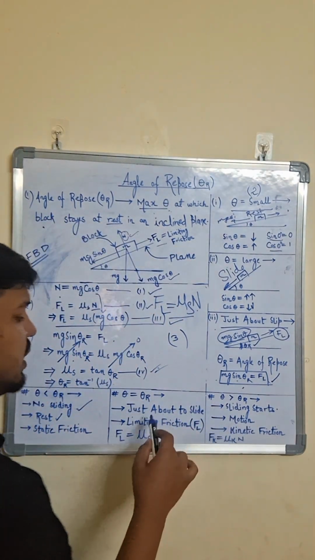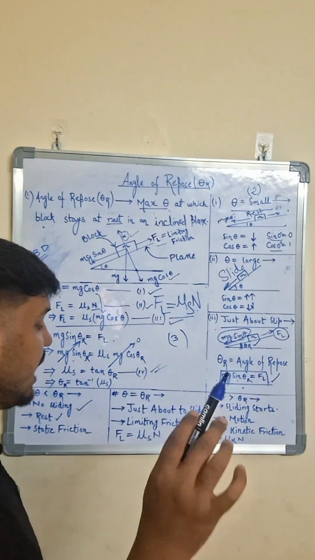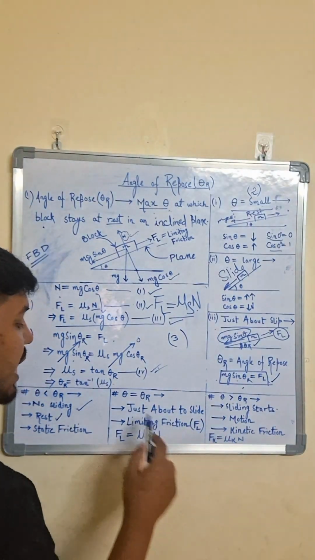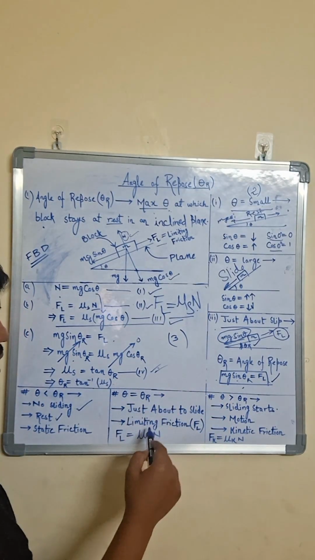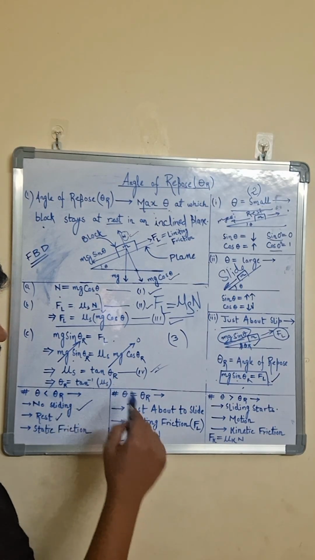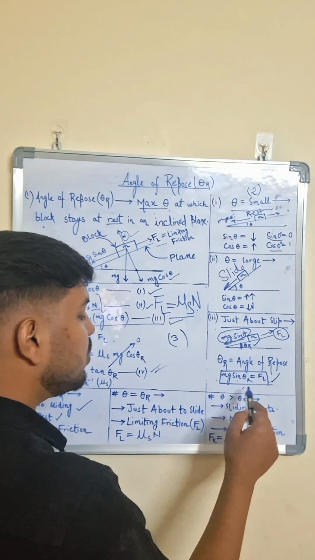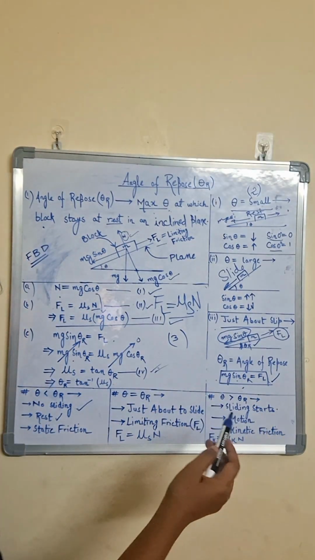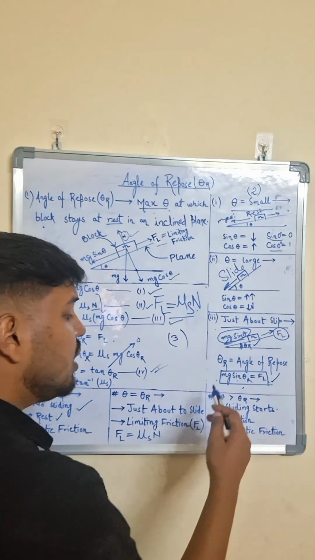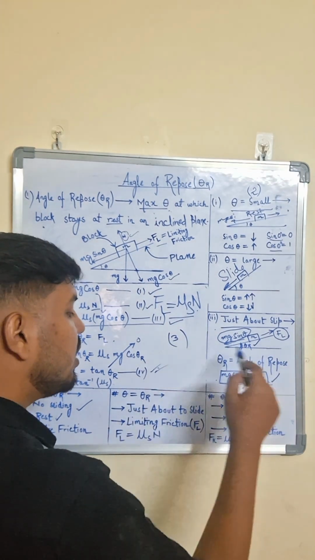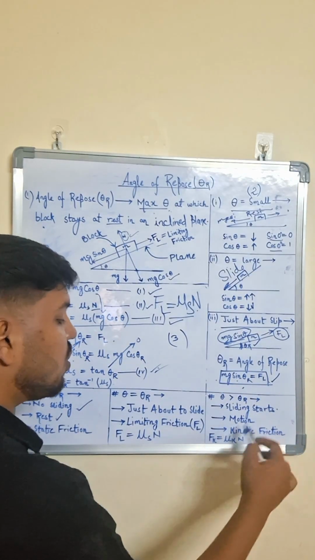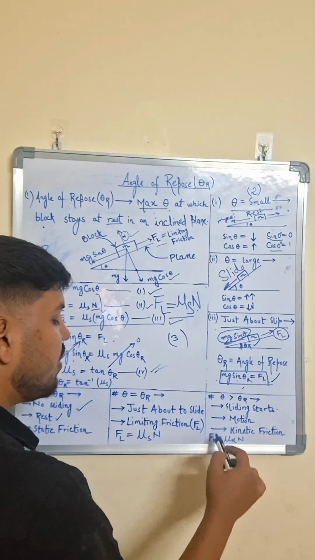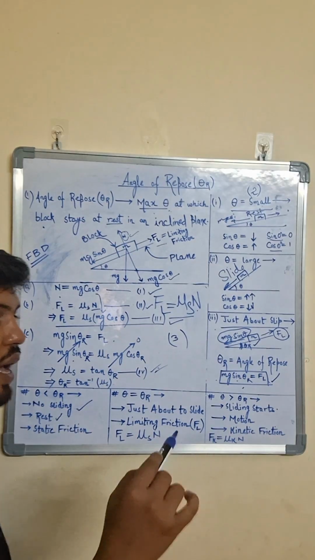Now we will be going to the second case where theta is equal to theta r, and that condition is known as the just about to slide condition, and here it is limiting friction and FL is equal to mu s N. Now we will be going to the third case where theta is larger than the angle of repose. Here the sliding starts, the motion happens and kinetic friction occurs. Here the expression is FL equal to mu k N.